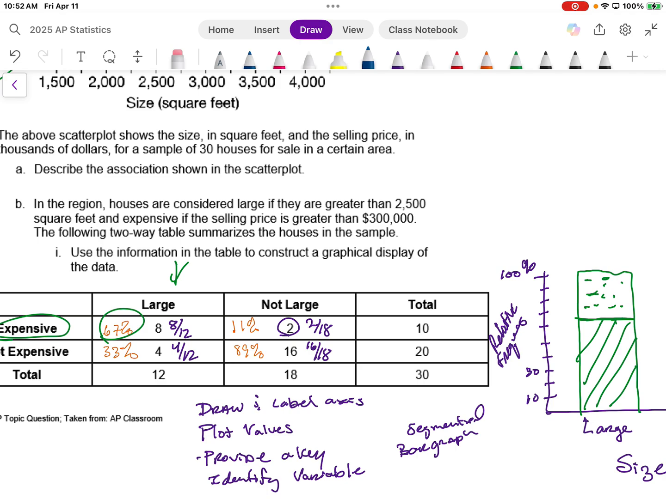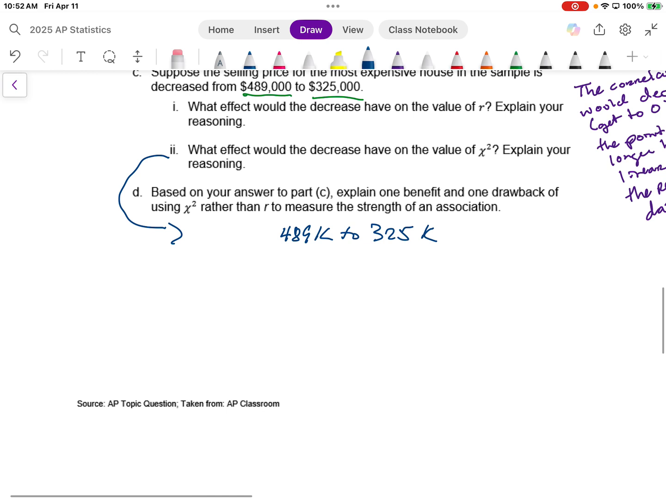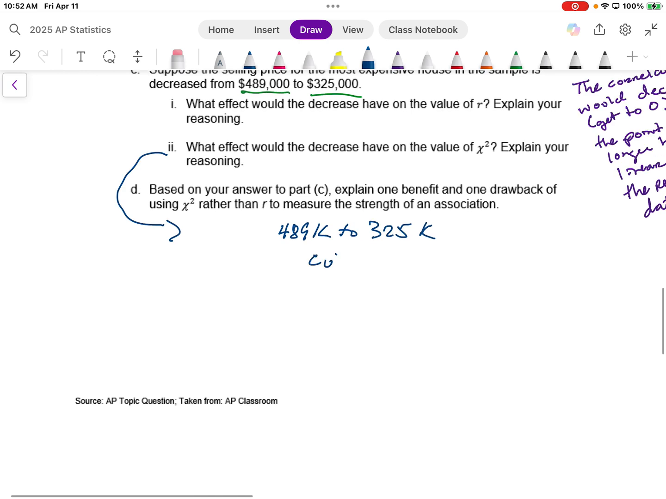What was the cutoff for expensive? 300. So the cutoff for expensive is 300K. This house didn't change categories.